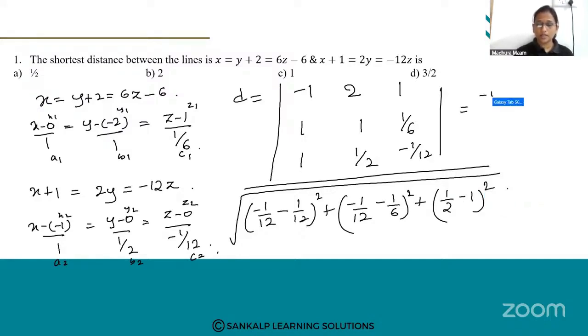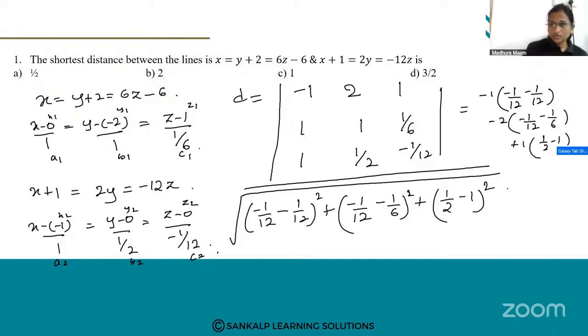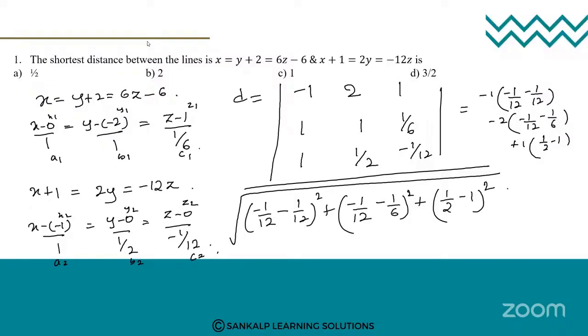What does this become? Minus 1 into minus 1 by 12 minus 1 by 12, minus 2 into minus 1 by 12 minus 1 by 6, plus 1 into 1 by 2 minus 1. Right? Okay. Where should I write? I need a little space. Along with that, please you can solve till then. This is the determinant, divided by this factor.